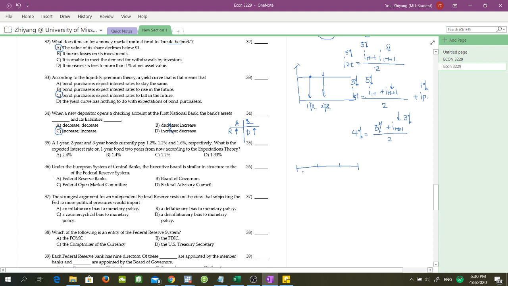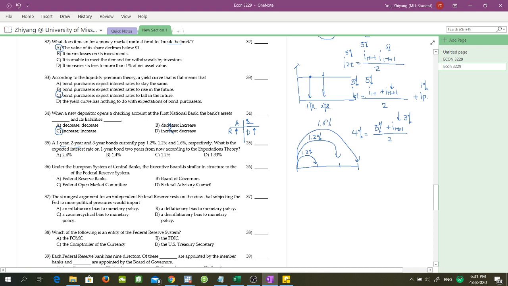And let's draw out what is given, okay? Since it says the first one is a 1-year bond, then I know a 1-year bond is going to pay me 1.2%. And then it's a 2-year bond that pays me 1.2%. So it has to be this one, right? So the yield of this is also 1.2%. And a 3-year bond pays me 1.6%.